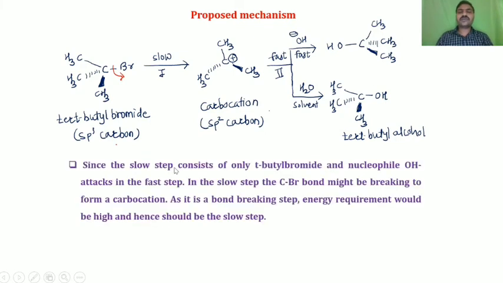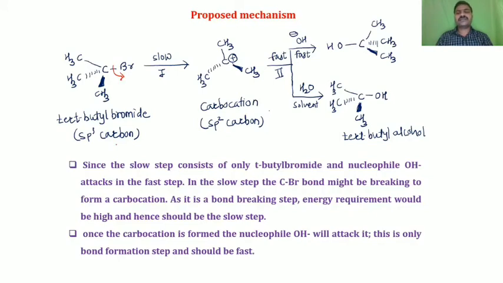So the slow step consists of only tertiary butyl bromide, and the nucleophile attacks in the fast step. So in the slow step, the C-Br bond is breaking to form the carbocation. As it is a bond breaking step, the energy requirement would be high and hence it should be the slow step. Then once the carbocation is formed, the nucleophile OH minus will attack it, and this is the only bond formation step and should be a fast one.